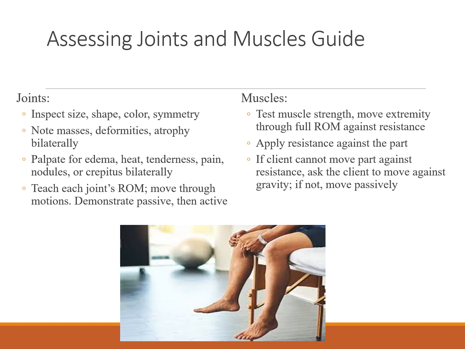So when we test muscle strength, a lot of times we will provide resistance, which means we put our hands on the legs or the arms, and we have the patient push against us. If they have full strength, you can feel the strength in that. But we're going to do those at the same time, so you can assess whether there is weakness or unilateral weakness. That is very important. If the client cannot move the part against resistance, then we would ask them just to move it actively.